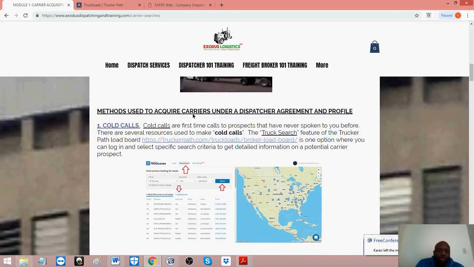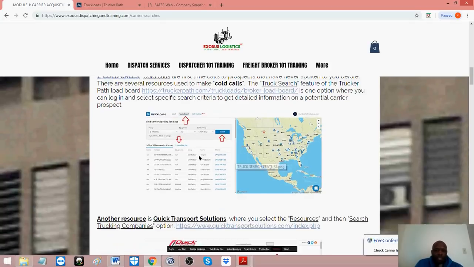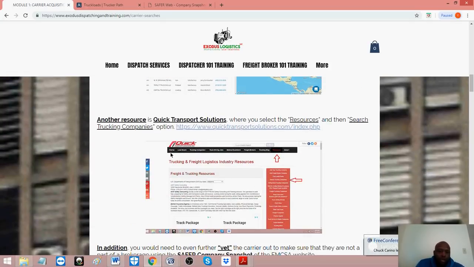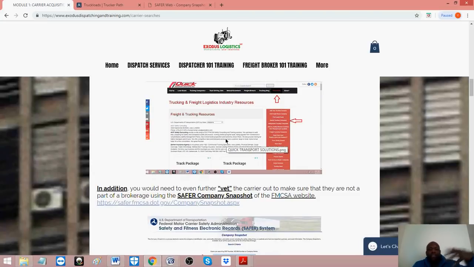And then the methods used to acquire the carriers under the dispatch agreement and profile, of course, cold calls, and what I'm doing now, which is the truck search feature, Trucker's Path. I'm basically explaining that. And then you have another resource, Quick Transport Solutions. You can use that one as well. And that should be in the back office of RBBS. I'm not sure if it is or not. Calvin teaches it, so I'm assuming it is. It's there. Okay.